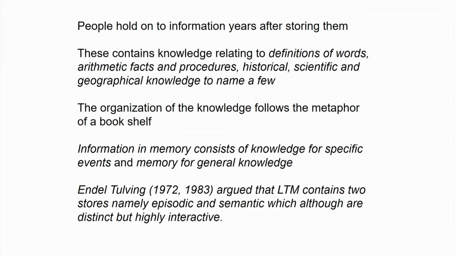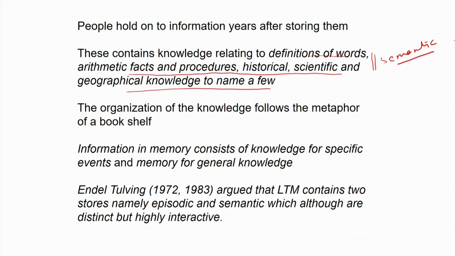Now, this contains, as I said, knowledge relating to definitions of words, arithmetic facts, procedures, historical, scientific and geographic knowledge, and so on. Most of these are semantic in nature. Any memory which does not concern yourself or does not form around you is semantic knowledge. Facts that can be tested, facts that can be verified, facts that you learn from people around you, and facts that are helpful for you in living in this world are semantic in nature. Now, how is memory arranged?